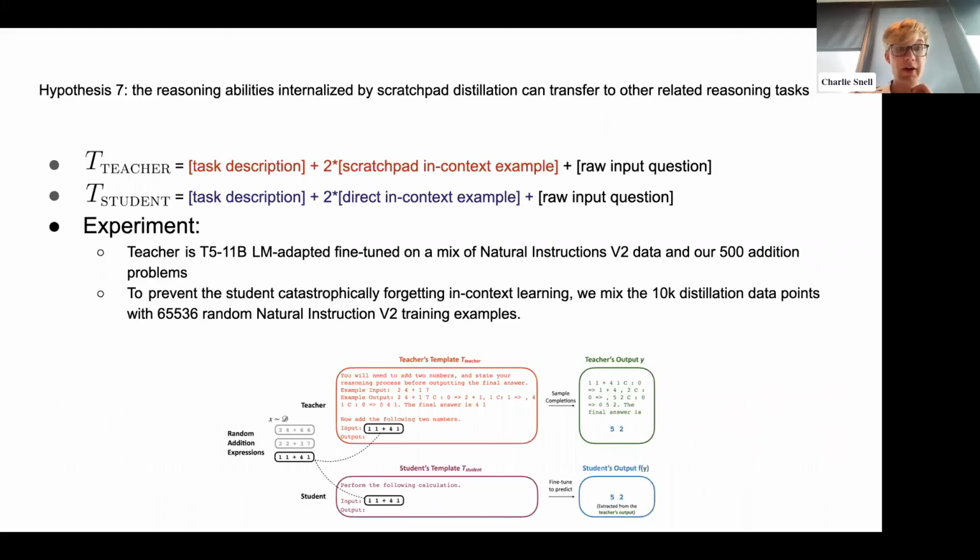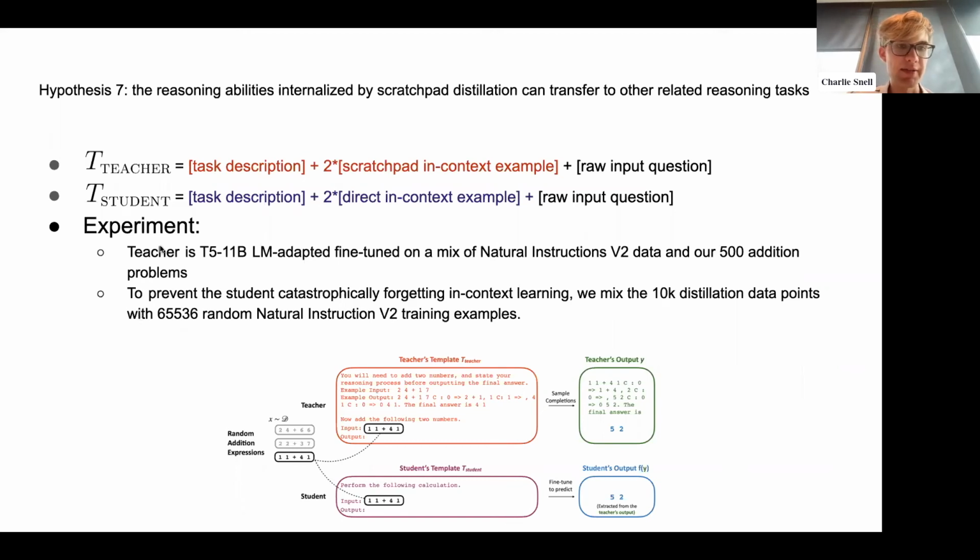And then the final hypothesis in our paper takes this a step further. Basically, we want to see, can the reasoning abilities that we learn from the scratchpad distillation actually transfer to related reasoning tasks? So when we're doing the scratchpad distillation, we're teaching the model how to add numbers better, or helping it improve its reasoning abilities. So we want to see, does this general improvement in reasoning abilities actually transfer to other tasks that might not strictly be the task that we distilled.